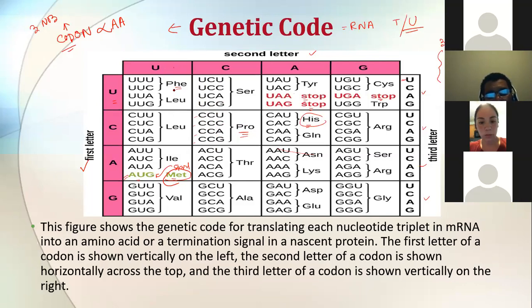For phenylalanine, we have just 2 codons. These codons are very specific for an amino acid. Like when one codon codes for serine, let's say UCU codes for serine, that UCU will not code for any other amino acid. So they are very, very specific.